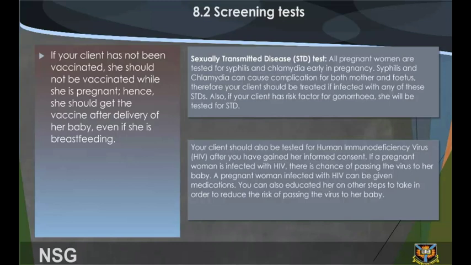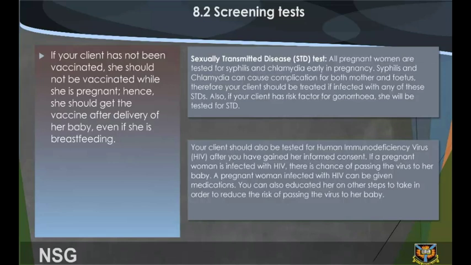Sexually transmitted disease (STD) test. All pregnant women are tested for syphilis and chlamydia early in pregnancy. Syphilis and chlamydia can cause complications for both mother and fetus. Therefore, your client should be treated if infected with any of these STDs. Also, if your client has risk factor for gonorrhea, she will be tested for it.